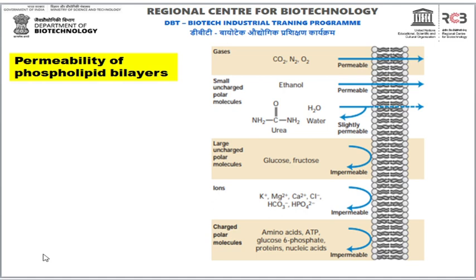Okay. So first, gases can easily get into the cell. Okay. They are permeable. Next are small uncharged polar molecules like ethanol, urea, water. They are also permeable, in which water is slightly permeable. So water needs a water channel called aquaporin to get into the cell. Okay. Next are large uncharged polar molecules like glucose, fructose.